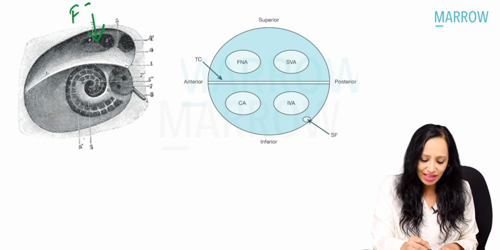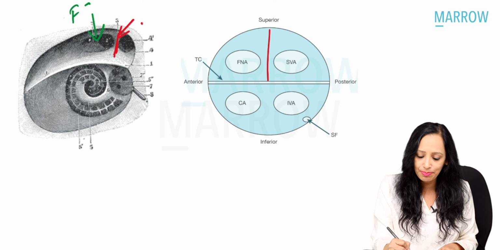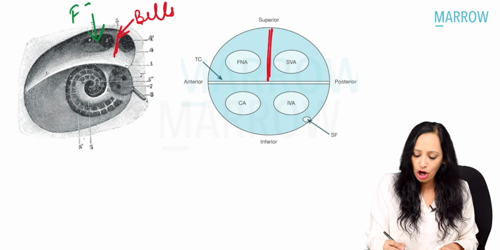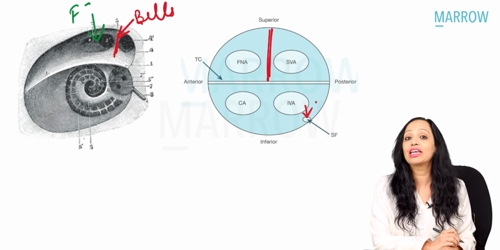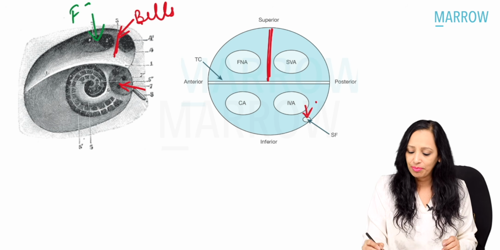And now if I mark this, what is this? Yes, this is the bar of bone, the Bill's bar. Bill's bar. And along with the inferior vestibular nerve, there is a branch of the inferior vestibular nerve, the singular nerve, which also enters through the inferior foramen.